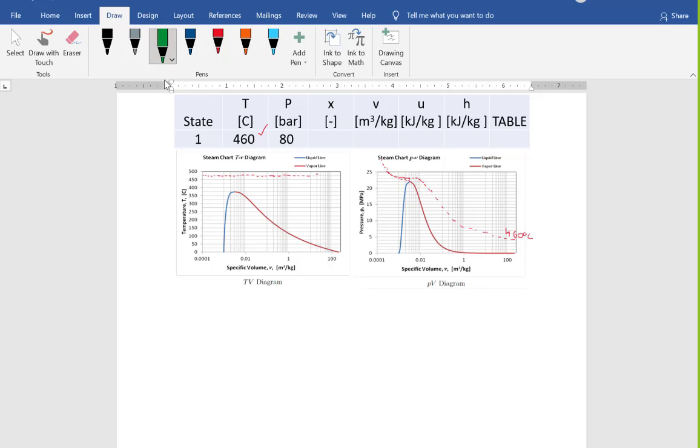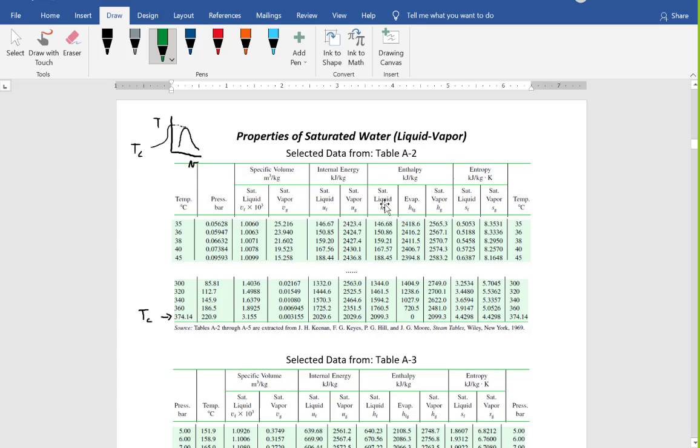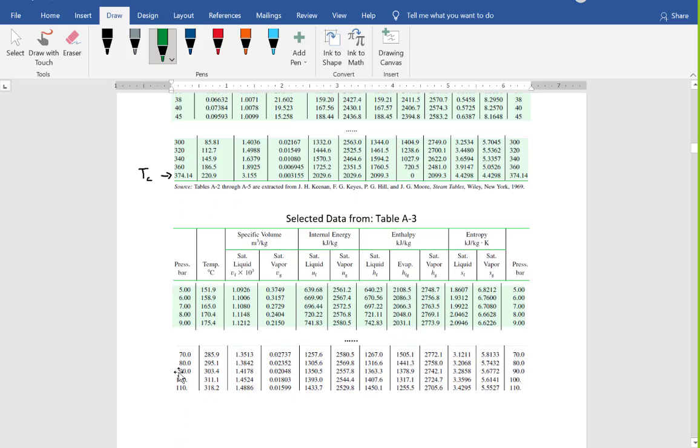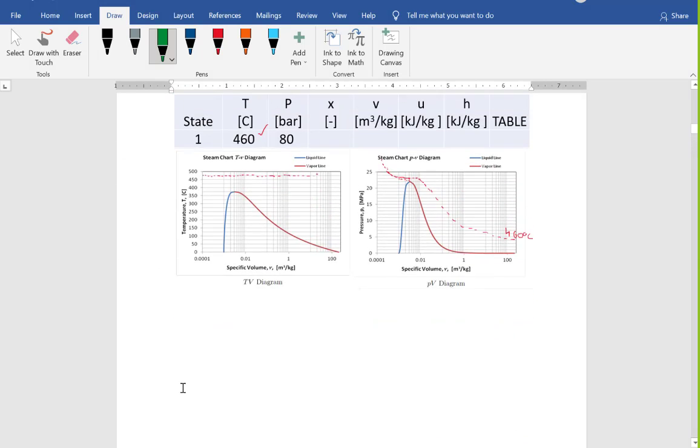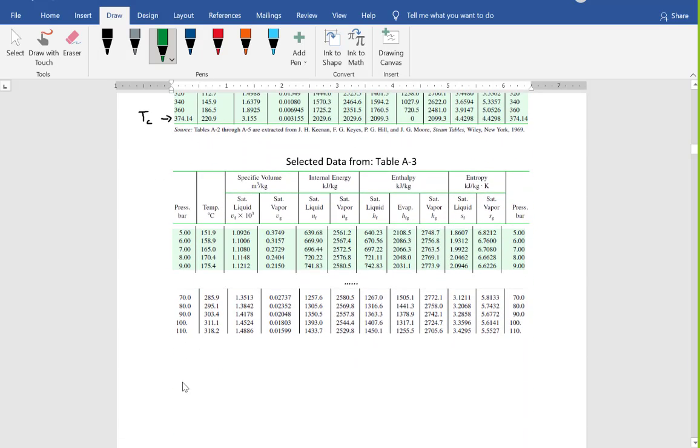Now, what about our constant pressure line? Does that go through the vapor dome? So now I go, instead of to table A2, where I have a nice round temperature in the leftmost column, to table A3, where I get a nice round pressure. I think my pressure here is 80 bar. So that's this line. That line is on the table.